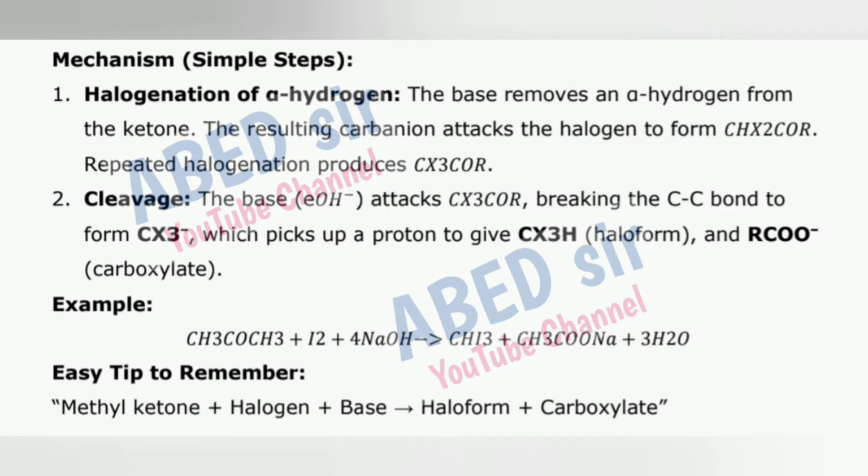Cleavage. The base, OH⁻, attacks CX3COR, breaking the C–C bond to form CX3⁻, which picks up a proton to give CX3H, haloform, and RCOO⁻, carboxylate. Example: CH3COCH3 + 3I2 + 4NaOH → CHI3 + CH3COONa + 3H2O. Easy tip to remember: methyl ketone plus halogen plus base gives haloform plus carboxylate.